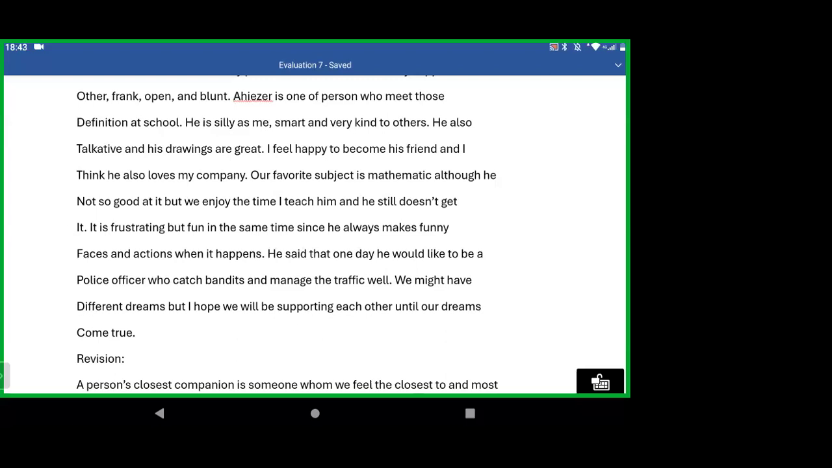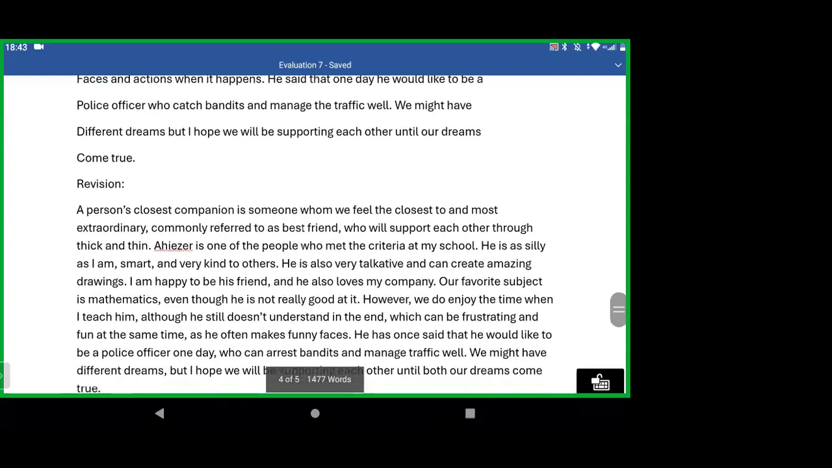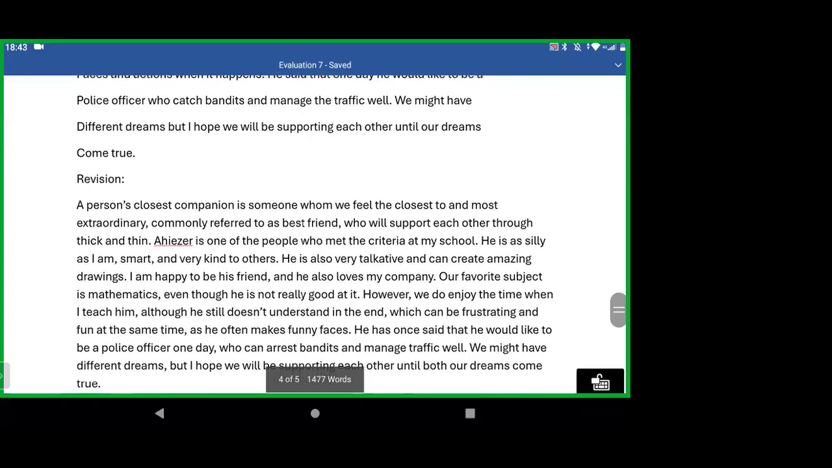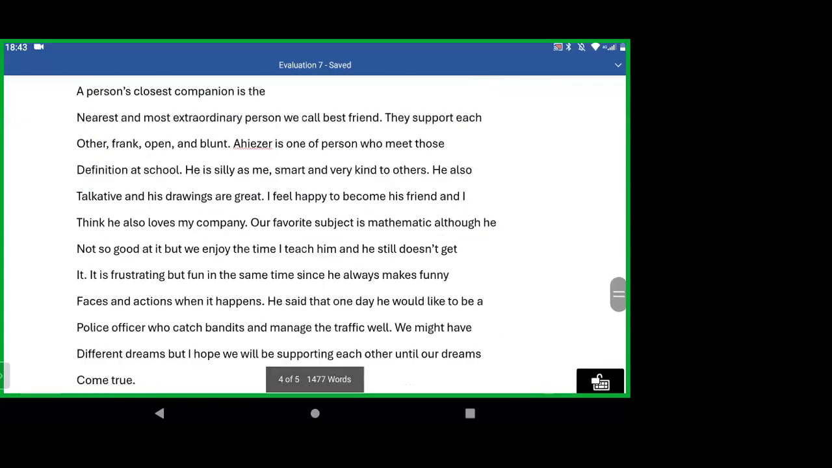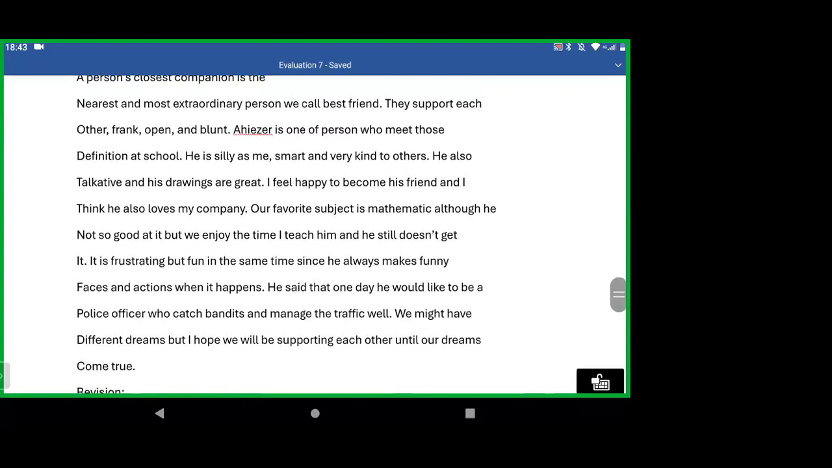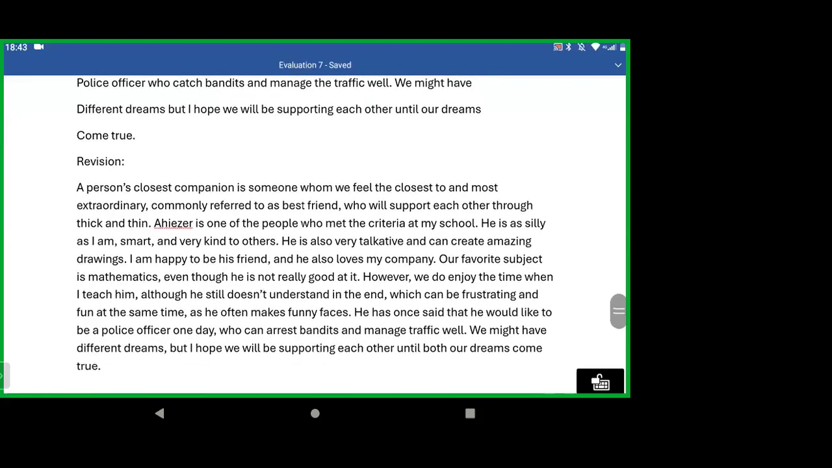So where's the okay, he is also talkative and he's also very talkative, can create amazing drawings. So I change that to "and his drawings are great." So it can create amazing drawings. It's not wrong anyway, but I'm just trying to make a sentence abbreviation. And we're trying to make this balance right here. So we're talking about his talkative personality, and then we're trying to say his ability, which can create amazing drawings. So yeah.